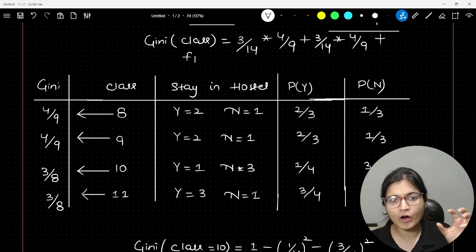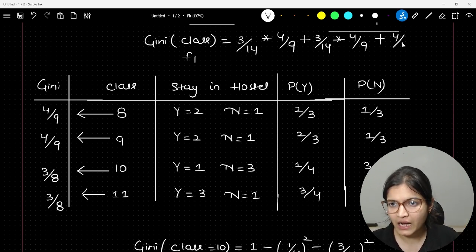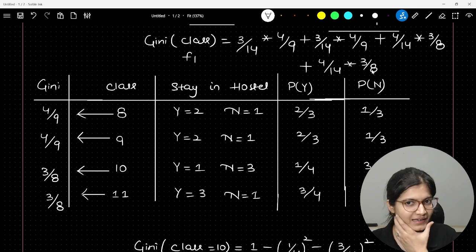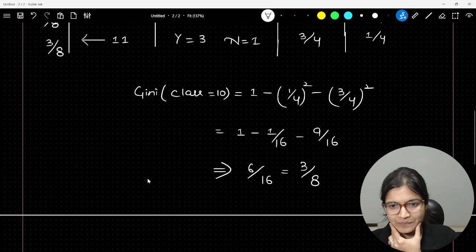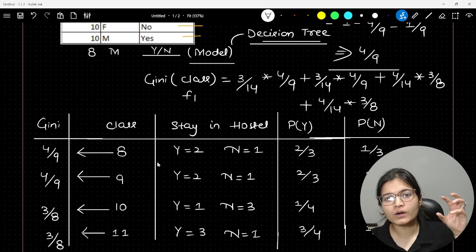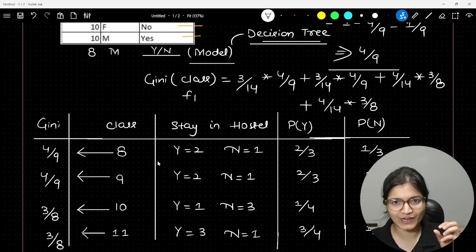For this class 10, how many records are there? 4 out of 14, into what is the value of the individual class? It will be 3 by 8. Plus, again you have to ask, 4 by 14 into what is the Gini index value for class 11? It will be again 3 by 8. So this is the overall Gini index value for feature F1.